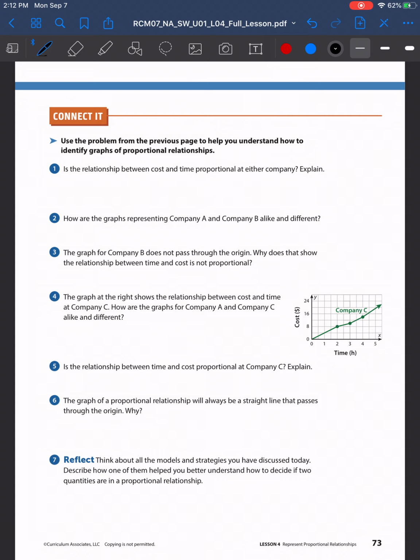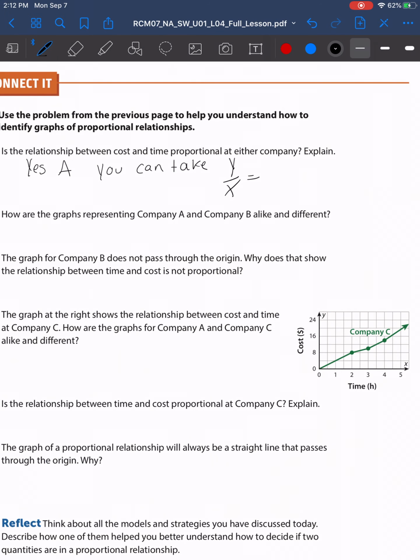Okay. Now we get to go answer questions. We'll go through these quickly. Don't worry. So is the relationship between cost and time proportional at either company? Yes, only A. You can take y divided by x and get 8 each time. So 8 is our constant of proportionality.